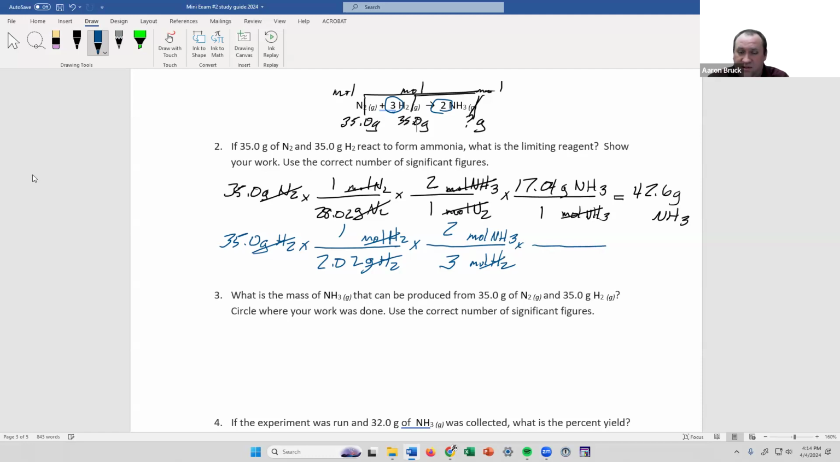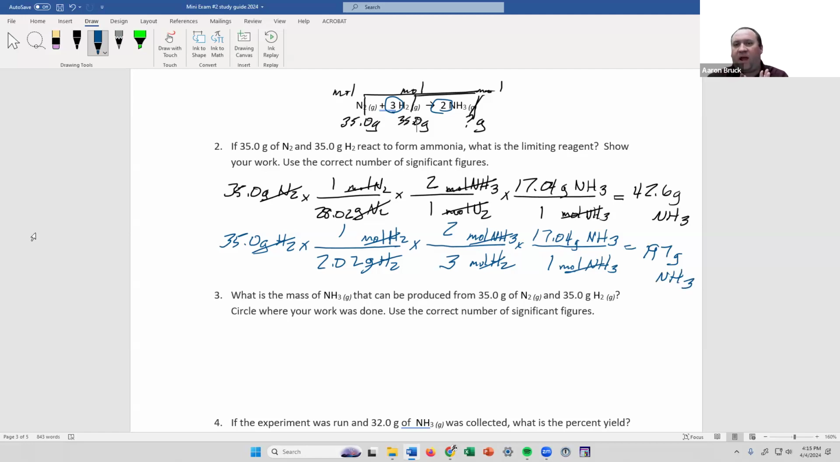Last step is actually the same as this step. 1 mole of ammonia weighs 17.04 grams. My moles of ammonia cancel. 35.0 times 2 times 17.04 divided by 2.02 divided by 3, to 3 significant figures again. We've got 3 here. None of these have fewer. We get 197 grams of ammonia.